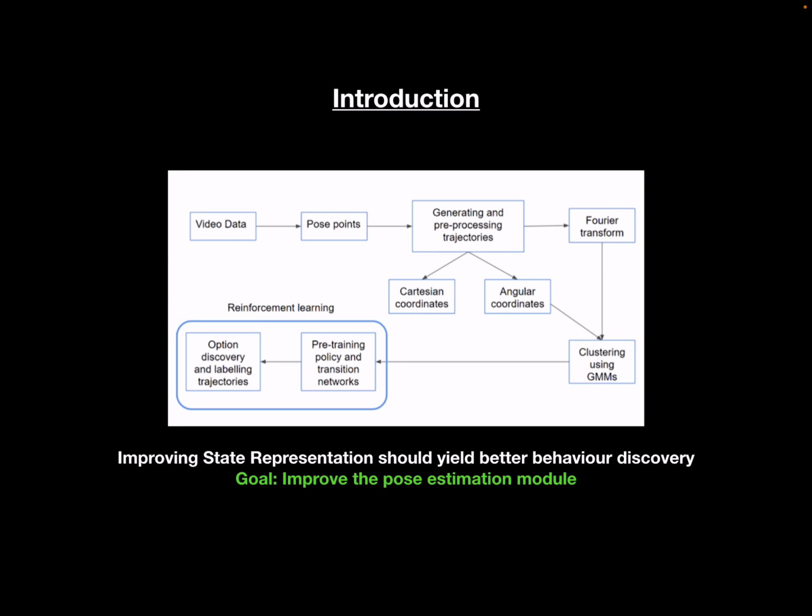So the pipeline is like this: from video data, we get poses, we get those key points, and from those key points we do some pre-processing to obtain trajectories, and from trajectories we use this RL framework to obtain options, which are nothing but behaviors.